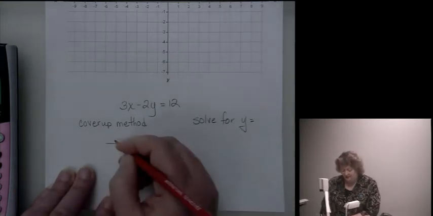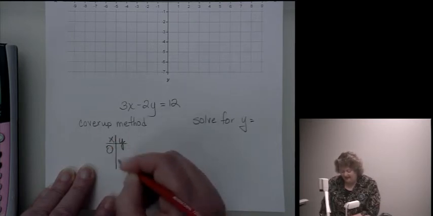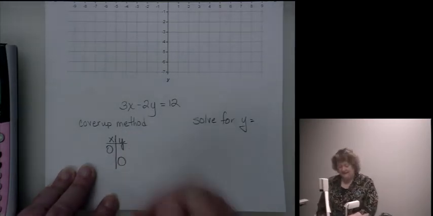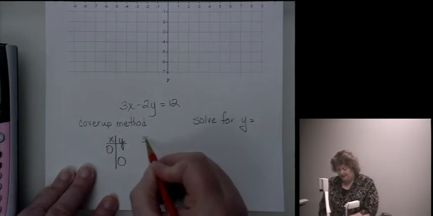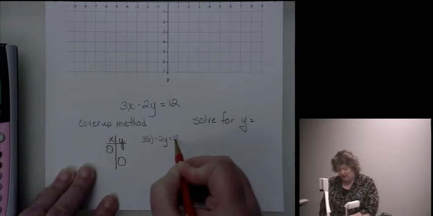And for the cover-up method, basically what I'm doing is I'm finding the x and the y-intercepts. And I'm finding and letting x be 0. If I let x be 0, I get 3 times 0 minus 2y equals 12.